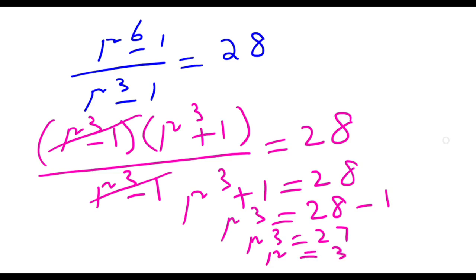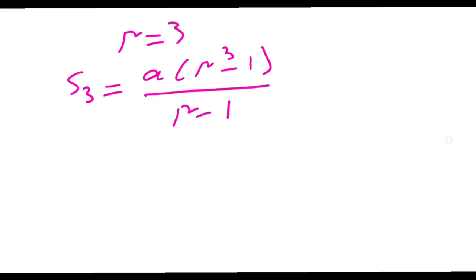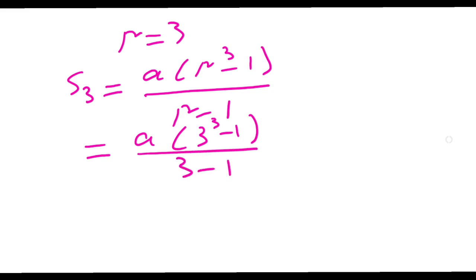So we got the r. Now find the first term. Substitute r equal to 3 back into the equation for S3. You can substitute into S6 also, but I'm going to substitute into S3. So this becomes 3 power 3 minus 1 over 3 minus 1. I use my calculator, and S3 is equal to 52, don't forget.